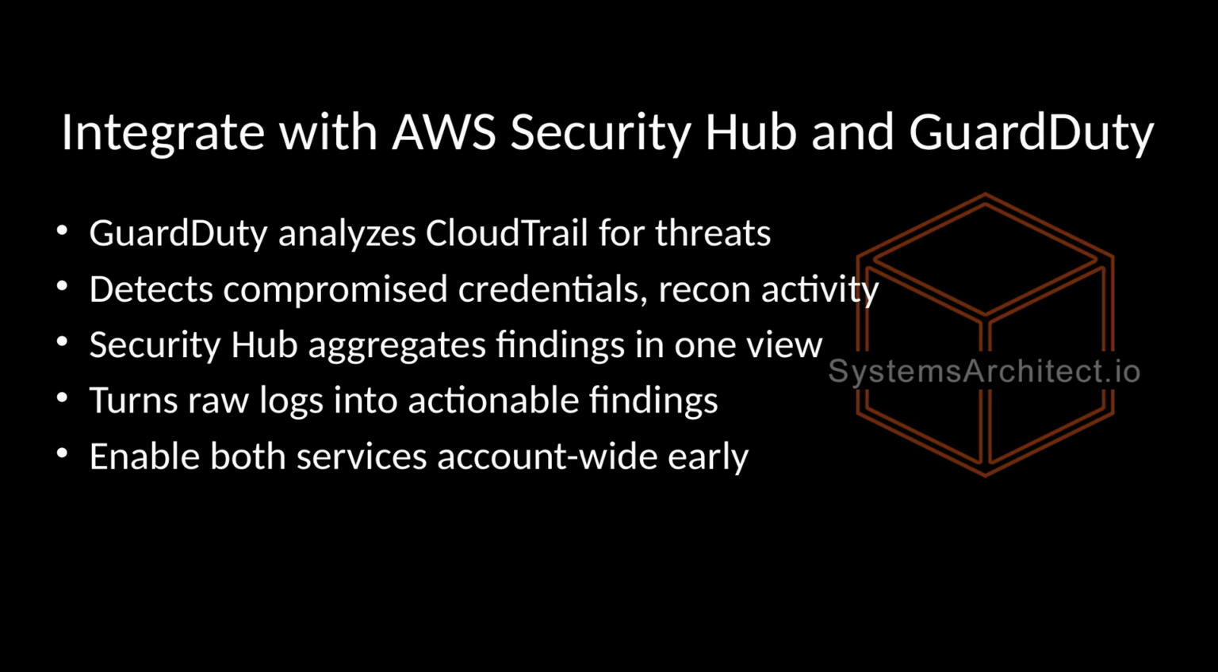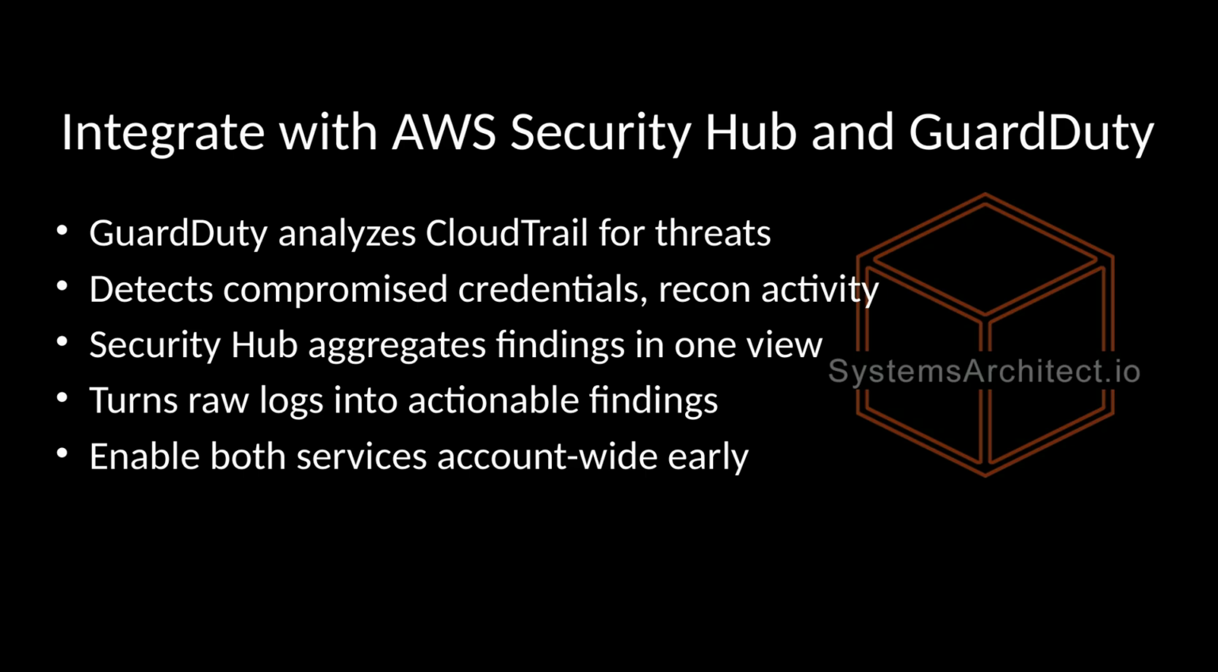13. Integrate with AWS Security Hub and GuardDuty. CloudTrail data becomes far more powerful when it feeds into purpose-built threat detection rather than being reviewed manually. Amazon GuardDuty continuously analyzes CloudTrail events to identify patterns consistent with compromised credentials, reconnaissance, or known malicious infrastructure, without you writing your own rules.